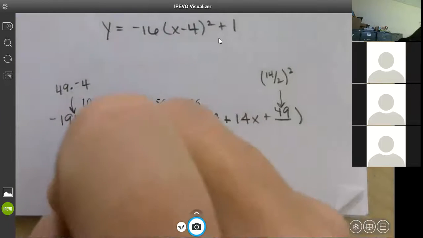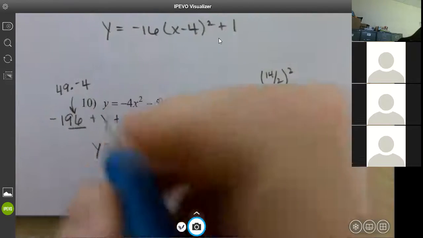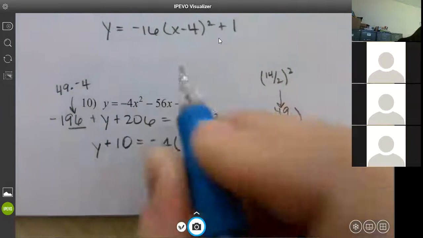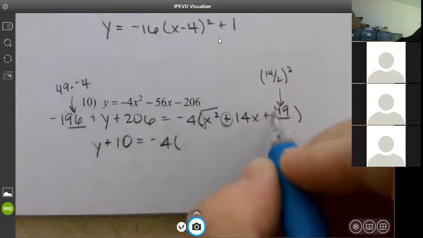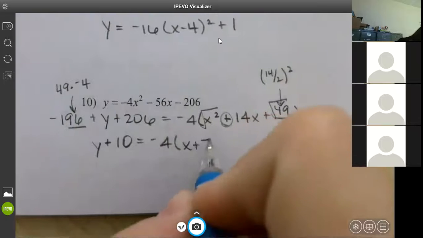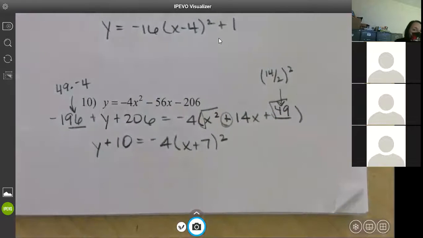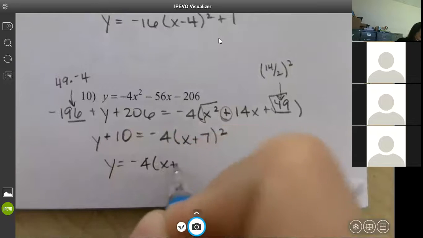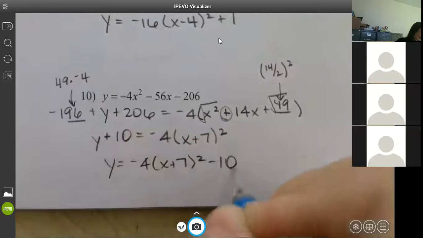206 minus 196 is 10. Negative 4, square root, sign, square root, x plus 7 squared. Last step, subtract your 10 over. So negative 4 x plus 7 squared, subtract your 10.